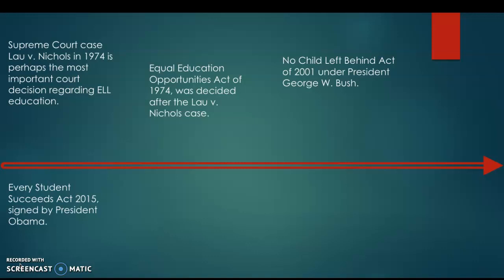Nichols case. No Child Left Behind Act of 2001 under President George W. Bush. Every Student Succeeds Act of 2015 signed by President Obama.